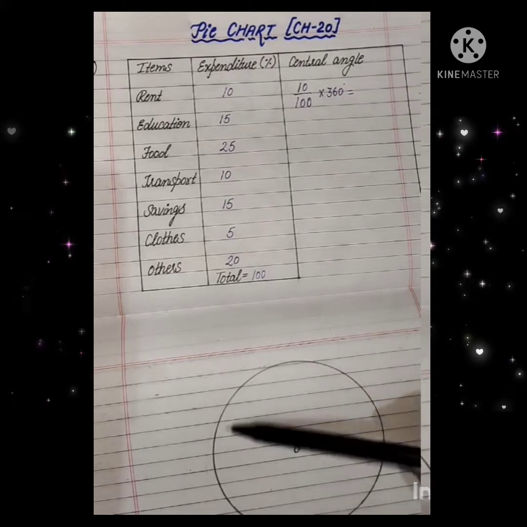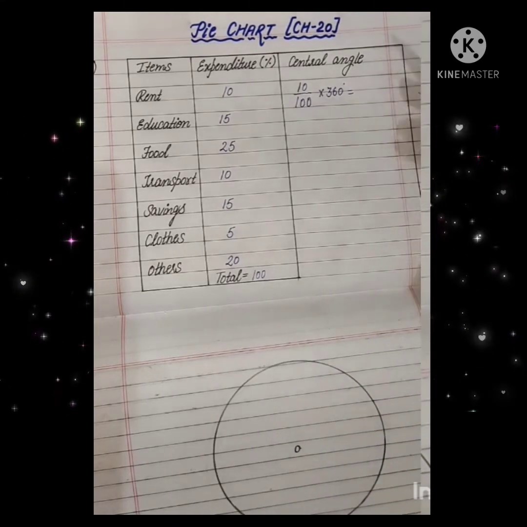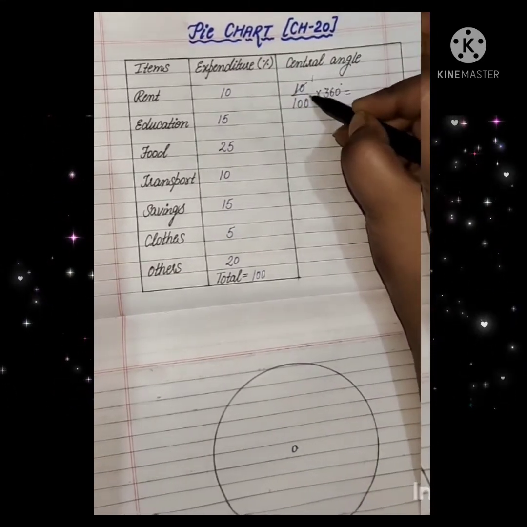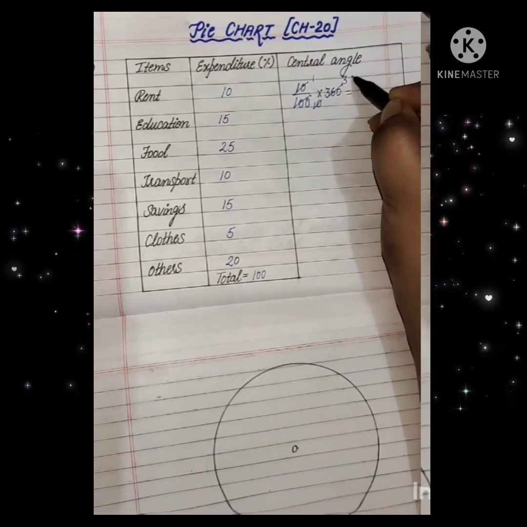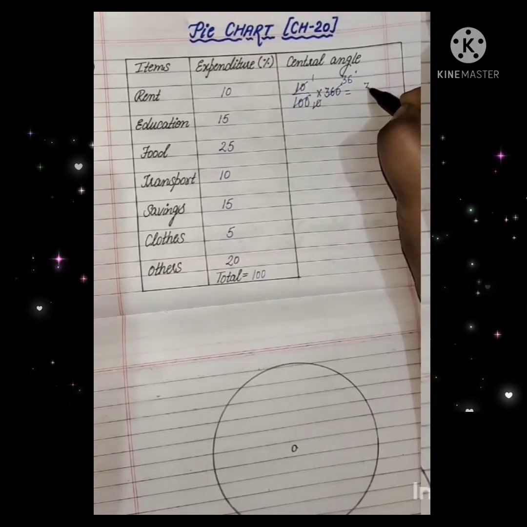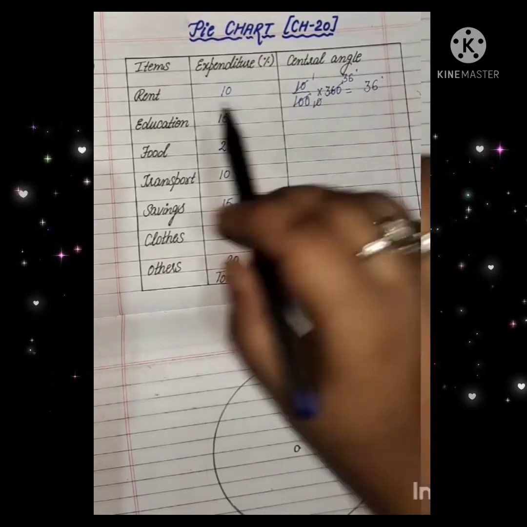360 degrees means whole angle. Is it clear? Now solve it. 10 ones are 10, 10 tens are 100. Now 10 threes are 30 and this will be 36 degrees, the angle for rent.